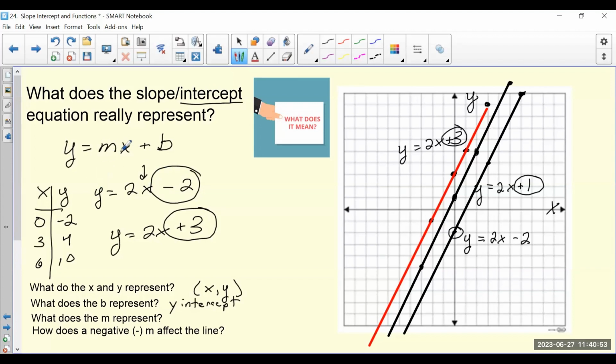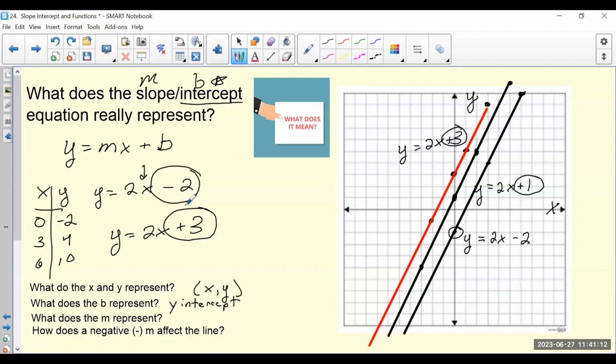What's the m? So we need to figure out, okay, what is this m then? Well, we're looking for the slope-intercept equation. We found the intercept. We're done with that. That is the b. So the only thing that's left is the slope, the m.